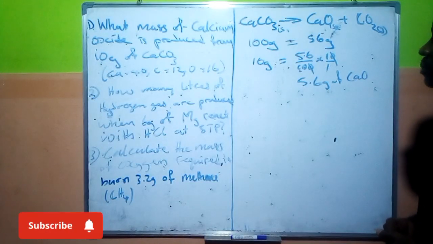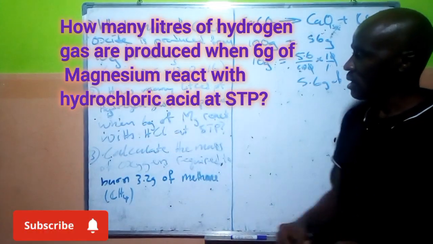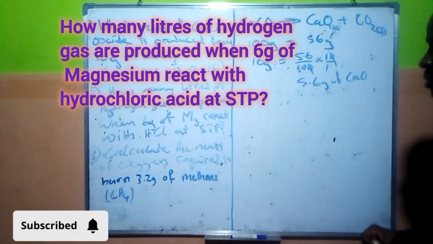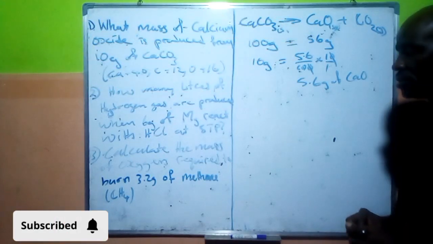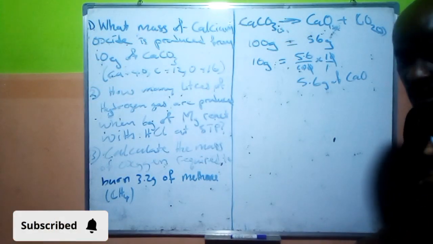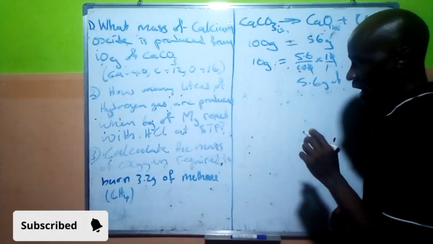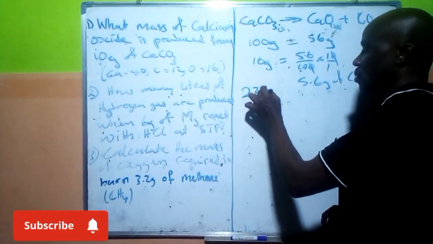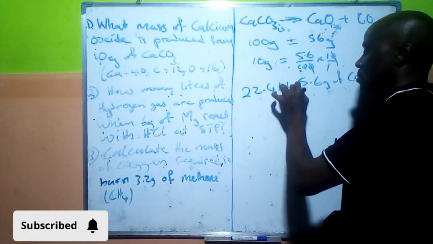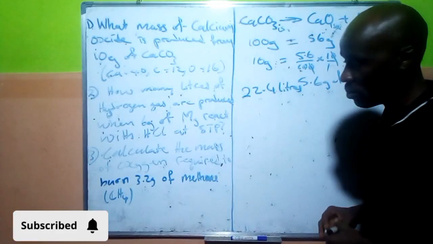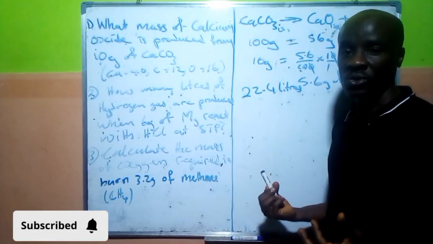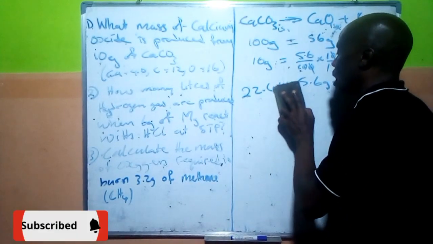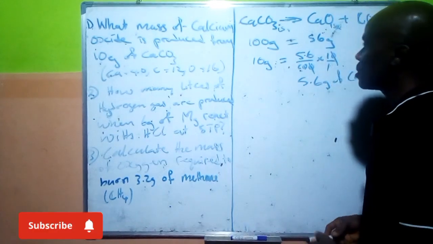So let's look at the second one. How many liters of hydrogen gas are produced when 6 grams of magnesium reacts with hydrochloric acid at STP? Now we're dealing with STP. What we are going to do again, like before, now has to do with gas. For every gas at STP, the molar volume is what? 22.4 liters, or in some cases you can also use 22.4 dm cubed, as the case may be.